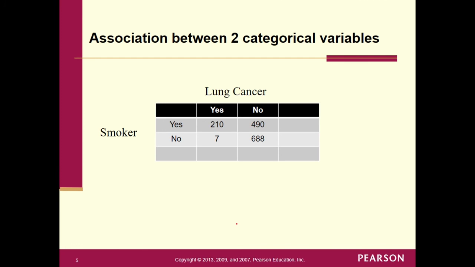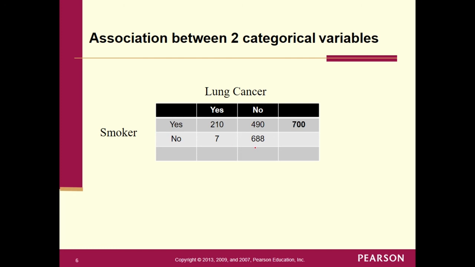So here's the background numbers. Let's start with the data. So we have here, yes, 210 people that have lung cancer, and they were a smoker. And then we have 490 people that, yes, they smoke but don't have lung cancer. And then lung cancer, 7 people, and they're not a smoker. And then we have 688 that are no and no.